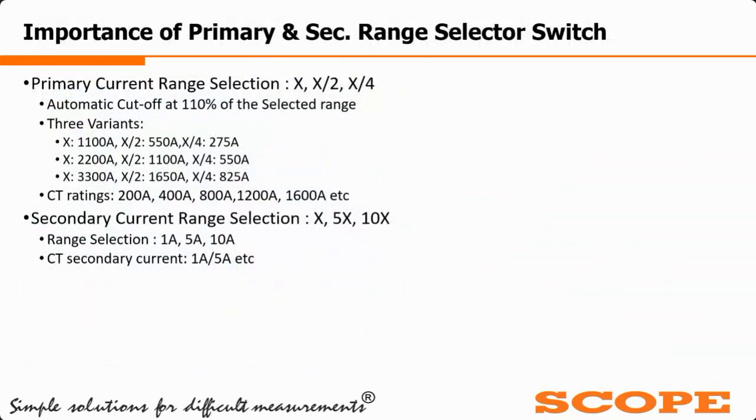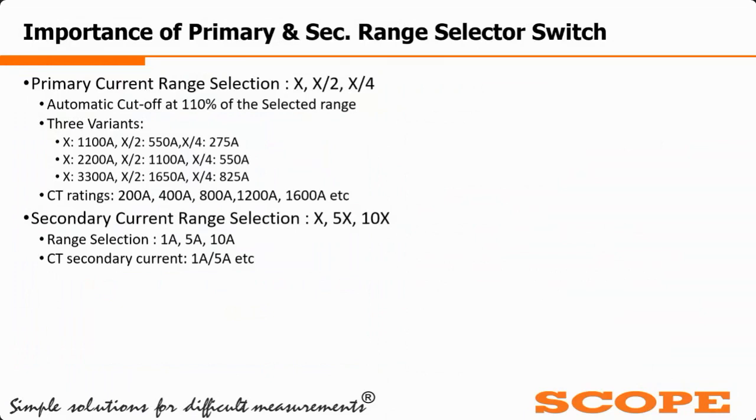Just for your information, this is why we have given the three ranges: rated, rated divided by 2, and rated divided by 4. If the instrument has a rating of 1000 ampere, in that case we have provided three ranges: 250, 500, and 1000 ampere.